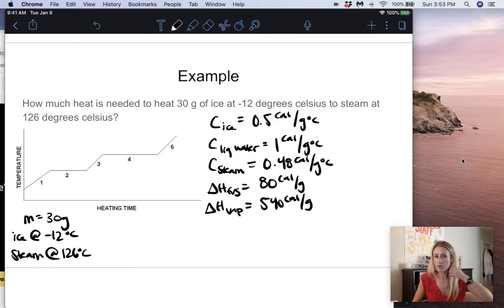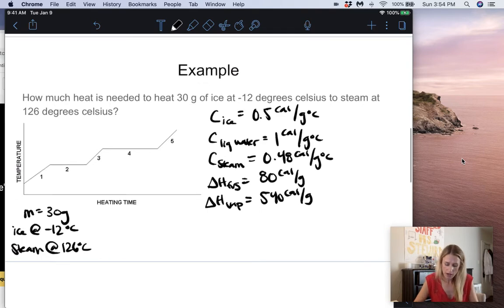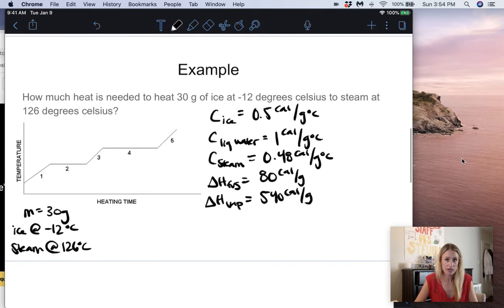Now, another thing I want you to notice is we have this all in calories per gram degrees Celsius. So we are going to get our heat term in calories, okay? So in this example here, we're starting at ice at negative 12 degrees Celsius. So that's going to be down here. Remember, water melts, or solid water melts into liquid water at 0 degrees Celsius. So that's going to be this point right here is our 0 degrees Celsius. So we're starting below here. We're then heating to steam at 126 degrees Celsius. So that's above that boiling point of 100 degrees Celsius.